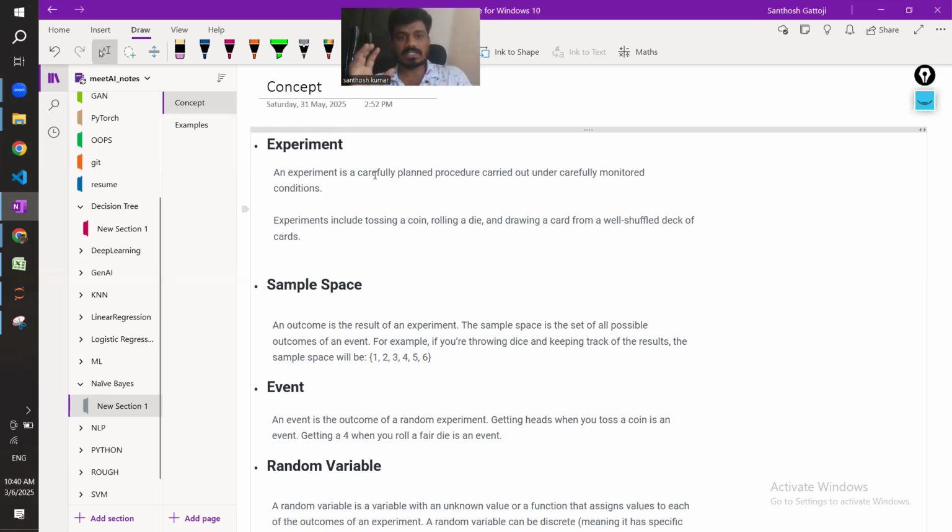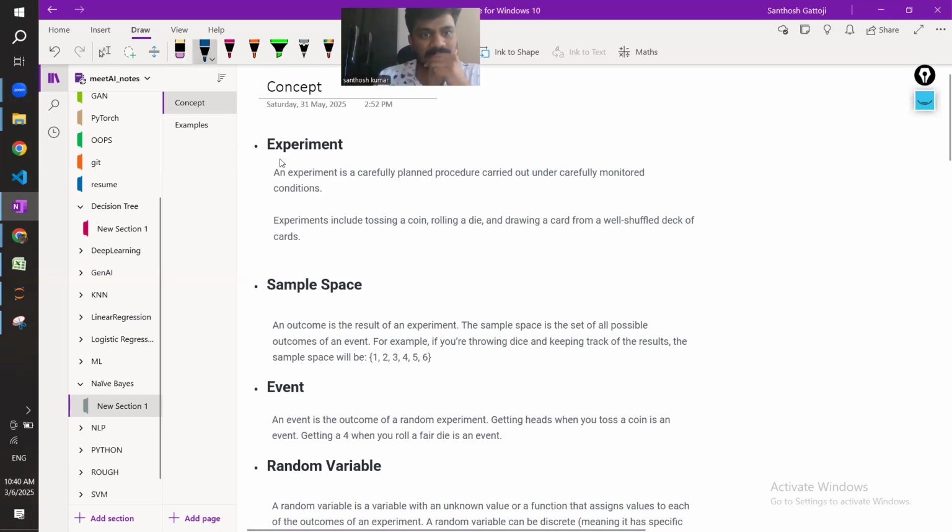So the experiment we're doing is the party. In that there are a few outcomes: coming or not coming. In that, what is the output, and what is the probability of that? These are the things we are going to see.